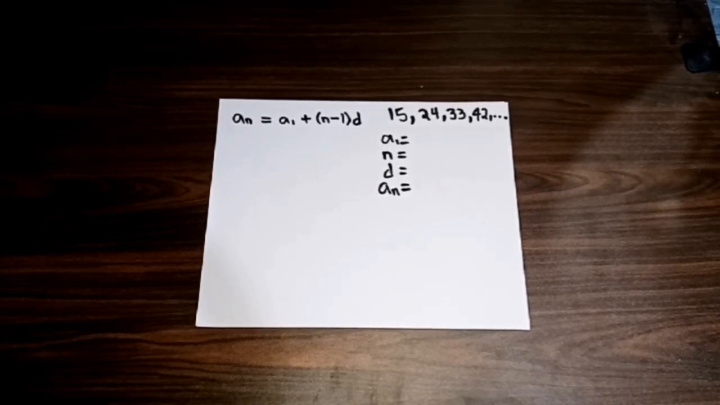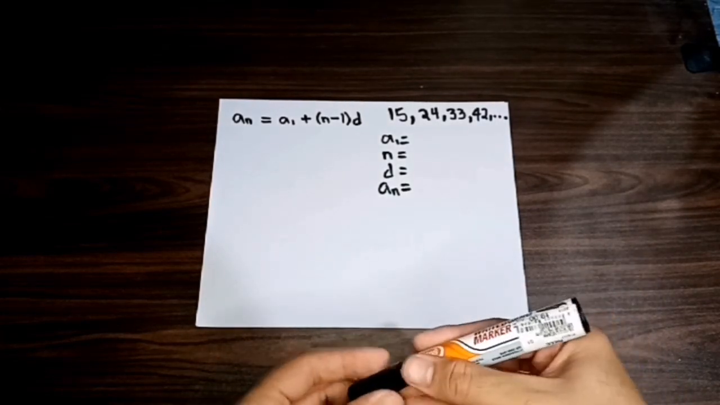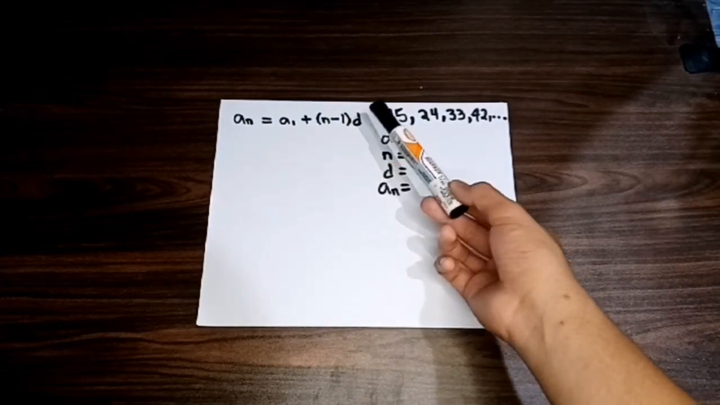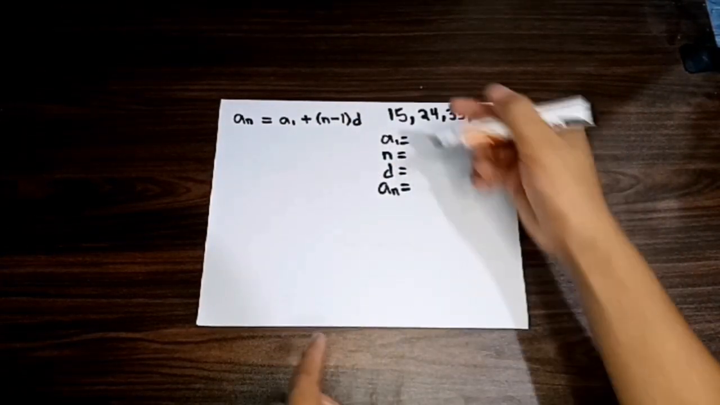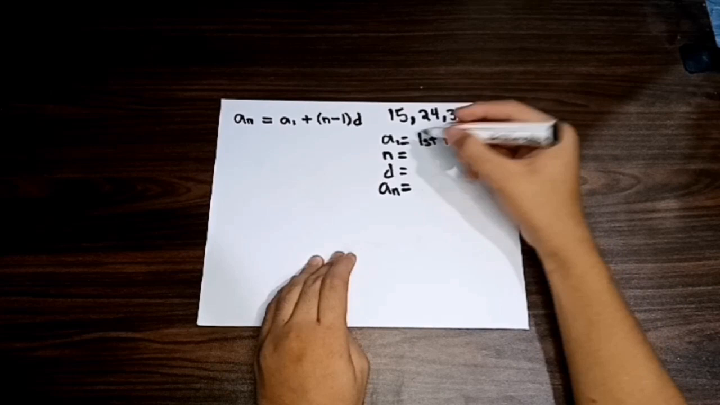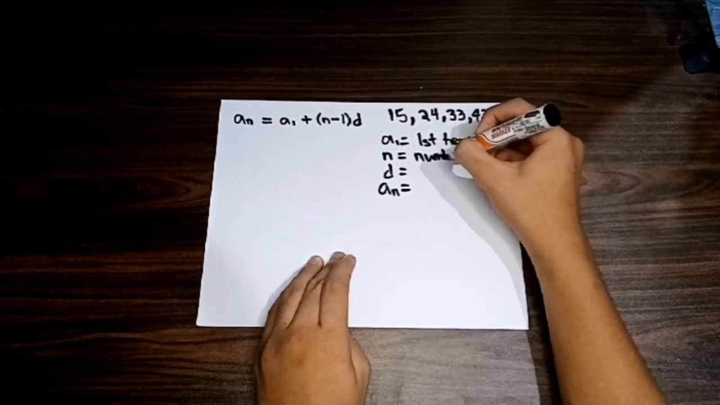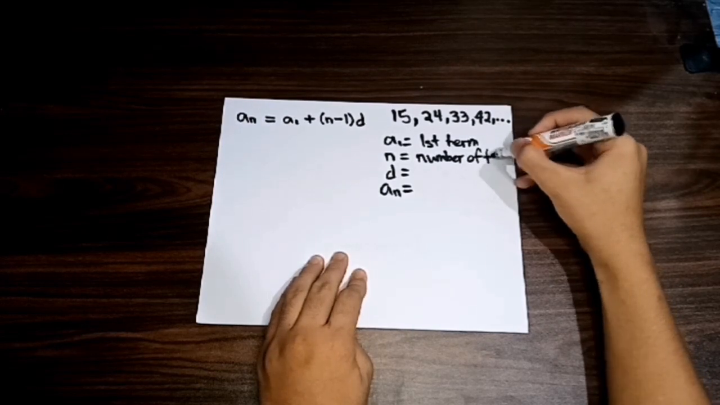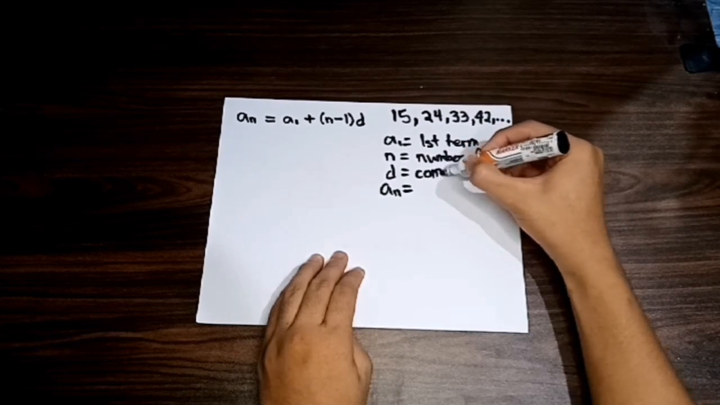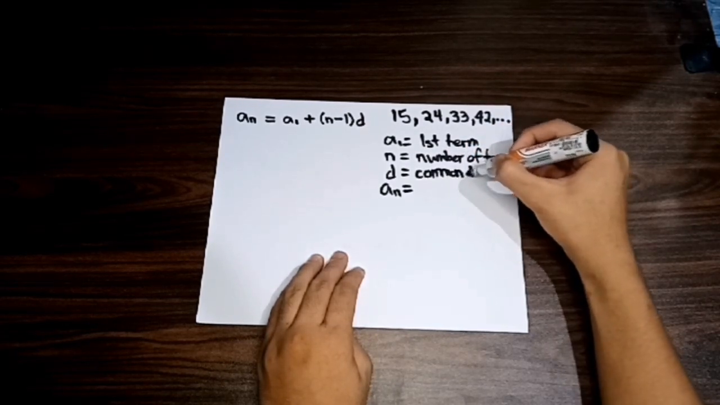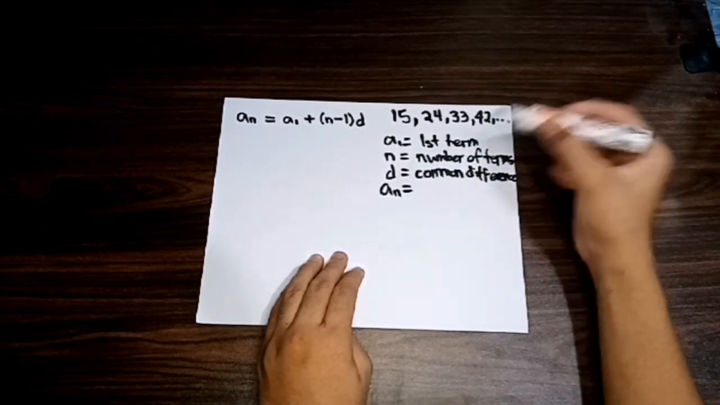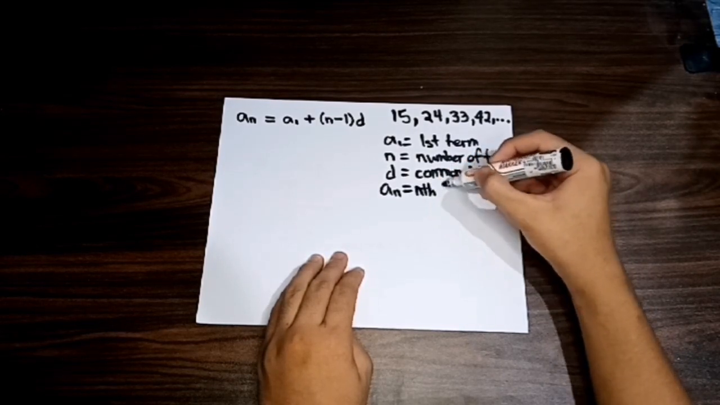Now, on to our next lesson. This is all about the arithmetic formula. The arithmetic formula is formed with a sub 1, which is the first term; n, which is the number of terms; d, which is the common difference; and a sub n, which is the nth term.